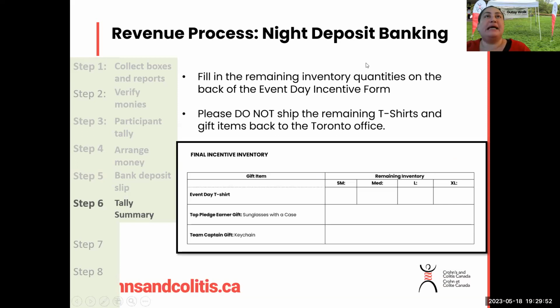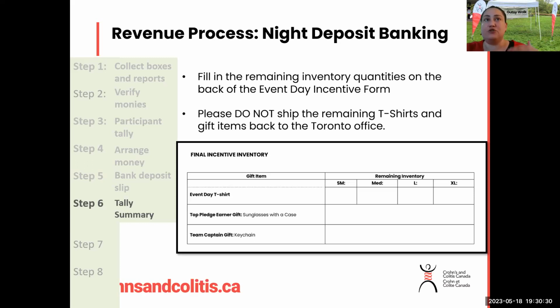And then, as I mentioned, the initial form we used to have in the past, where you enter the overall totals, there was another section underneath which asks you to put the remaining inventory for the prizes. But then we separated it. So this section is on the back of the event day incentive form. The event day incentive form is the one Amara showed, if someone doesn't receive their prize, then you are filling it out. So the second page of that form will be the final incentive inventory.